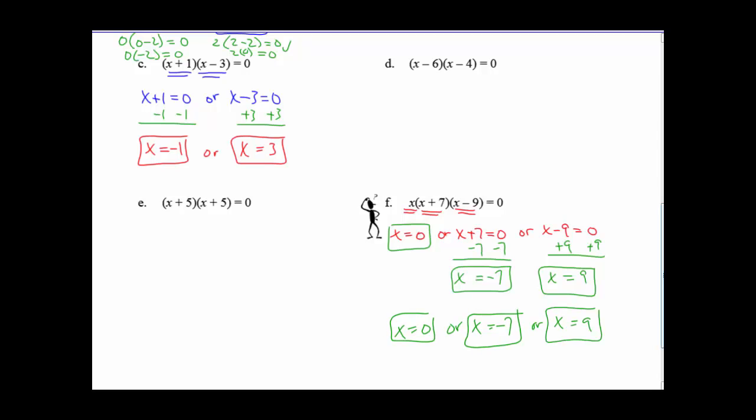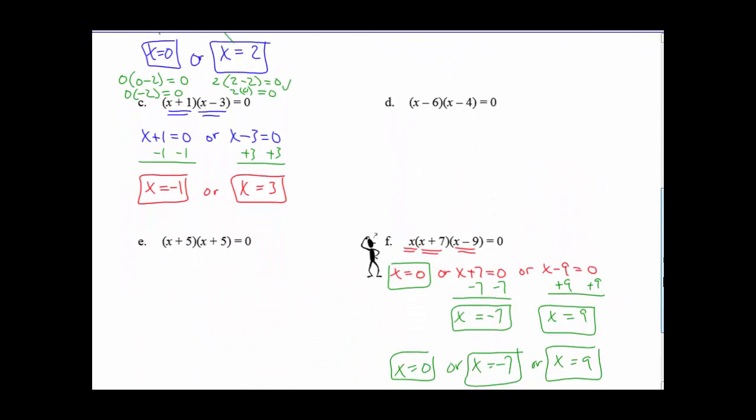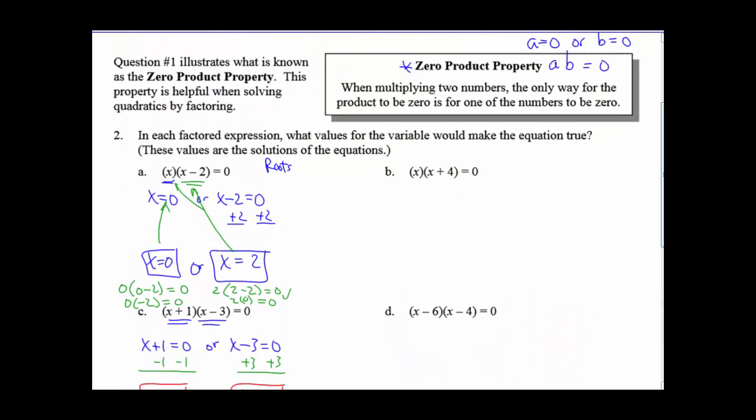All right, what you're going to do, you're going to hit pause. You're going to finish B, D, and E. Check back in a few minutes, see if you have the correct answers. Make sure you show your work. Go.